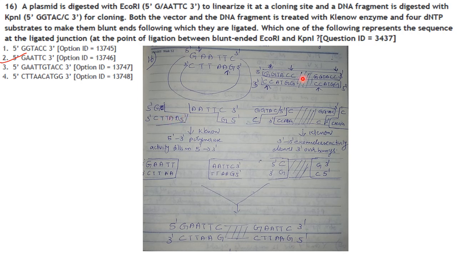Then you have got your DNA of interest, which is flanked on both the sides with KPN1 site. So this is the KPN1 site, and here also KPN1. Then when you digest with KPN1, you get 3' overhangs, that is over here, and here.